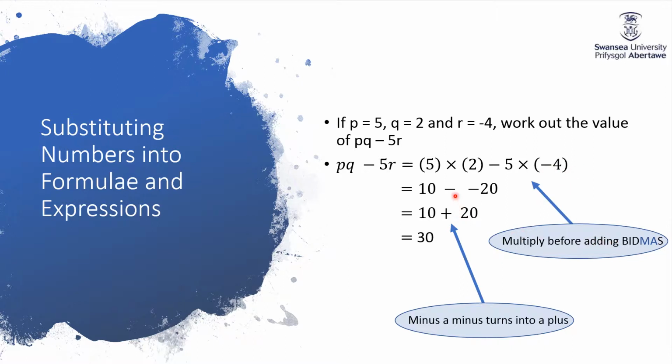Then we move on to addition, which here technically there is addition, because 10 minus a minus number, we turn two lots of minuses next to each other into a plus. So then we can just do the 10 plus 20, and it gives us a final answer of 30.